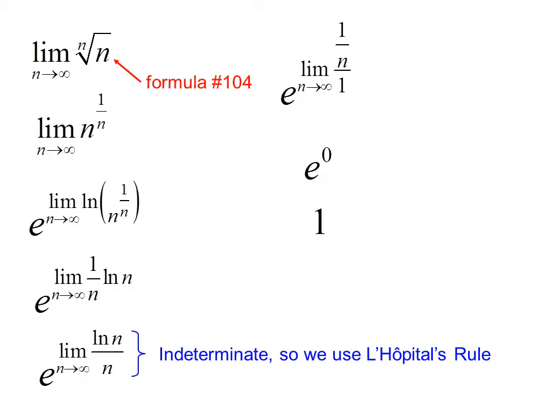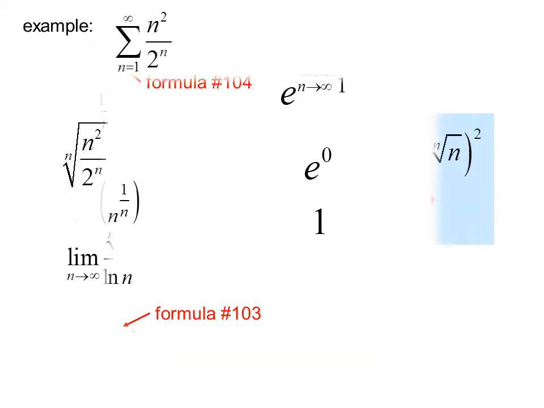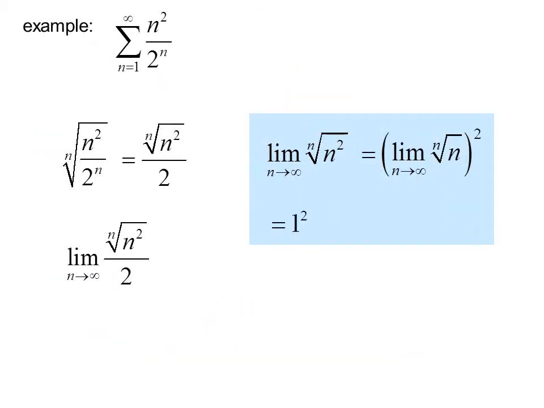So that we don't have to do this every time we need it, we memorize the formulas. The limit as n goes to infinity of the nth root of n happens to be formula number 104 on our formula sheet. And the limit as n goes to infinity of ln n over n is formula number 103. So the limit as n goes to infinity of the nth root of n squared is 1 squared, or 1. So our original limit is 1/2. Since the absolute value of 1/2 is less than 1, the series converges.